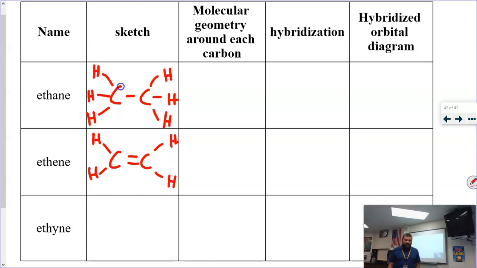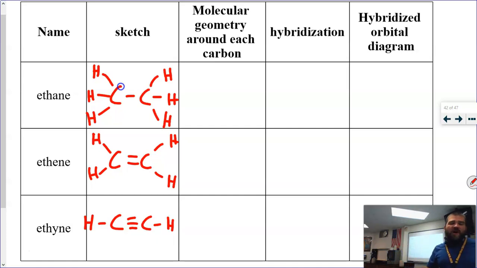Okay? So in the first one, it's a single bond between the carbons, so it needs 3 other bonds, and those are all going to be to hydrogen. In the second one, ethene, we have a double bond between the carbons, which means we need 2 more bonds to hydrogens on the outside. For ethyne, this is a triple bond between 2 carbons, which means there's 1 hydrogen on either side.